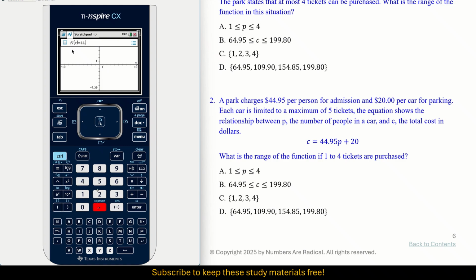44.95, okay, x plus 20. All right, now let's enter that. Well, the graph, of course, as I alluded to, isn't going to do us much good. However, we can add a table. So let's go to menu.